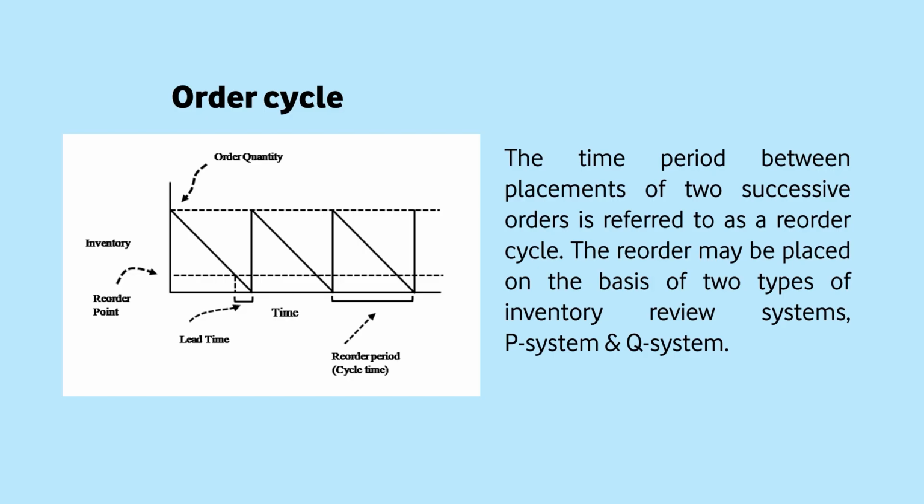The time period between two successive orders is referred to as the reorder cycle. The reorder may be placed on the basis of two types of inventory review system, P system and Q system. You will see by the graph what the order quantity, the reorder quantity, the lead time, and the cycle time are. You also have sufficient knowledge from the course study, but this figure is very authentic for mathematical modeling, because in a digital way we can know how much order we require, when to order, or how much to order.